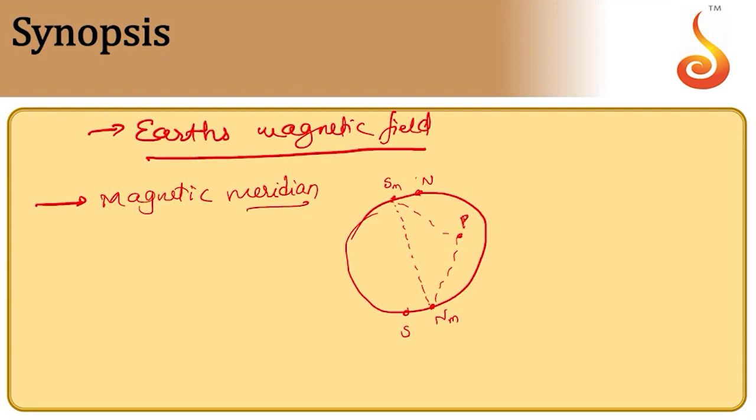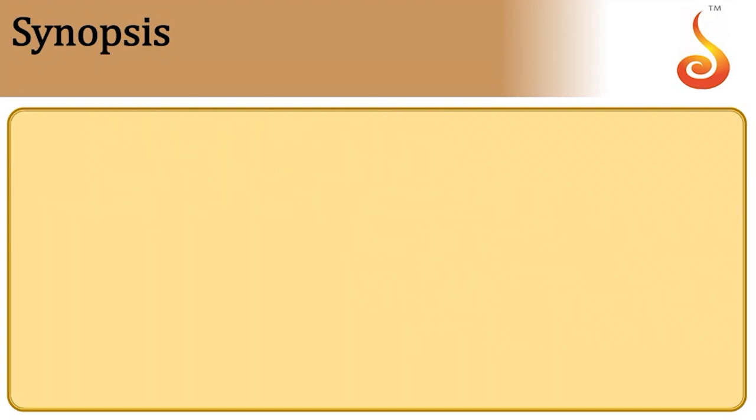Likewise, we can also form one more plane, for example, north-south and the place under consideration. This becomes the geographic meridian. So, if you look at the geographic meridian and magnetic meridian, we can represent it like this. For example, this is the geographic meridian, then the magnetic meridian is something like this. These two meridians subtend an angle phi between them. This is what is called declination.